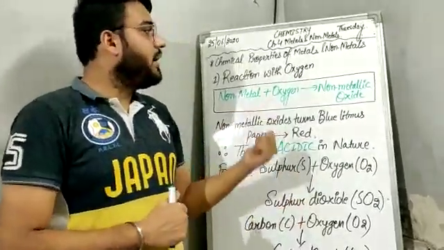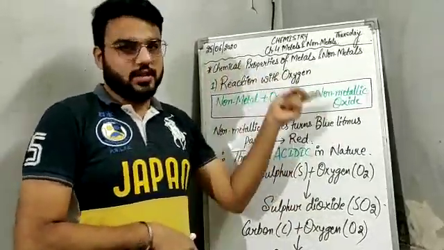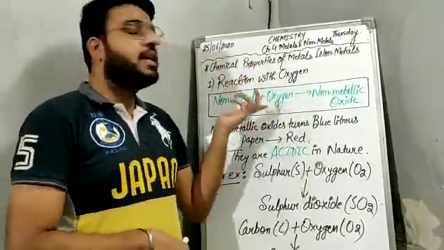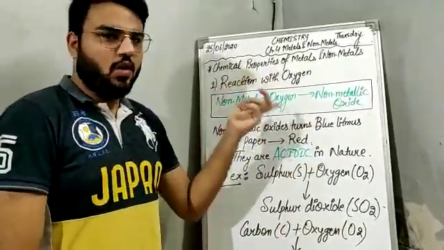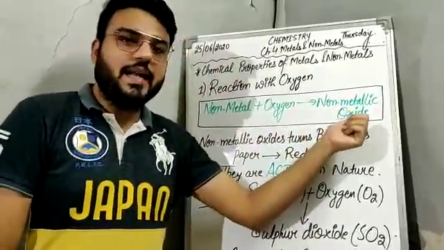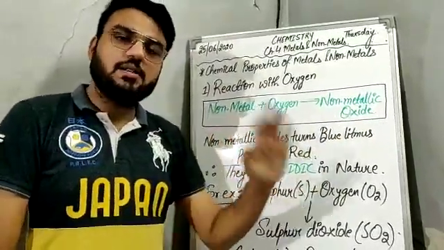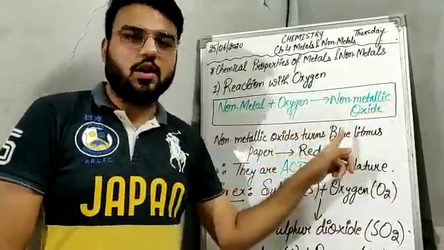Now we will understand the reaction of non-metals with oxygen. What happens when a non-metal reacts with oxygen? So any non-metal when it reacts with oxygen forms non-metallic oxides. Metals were forming metallic oxides, non-metals will form non-metallic oxides.